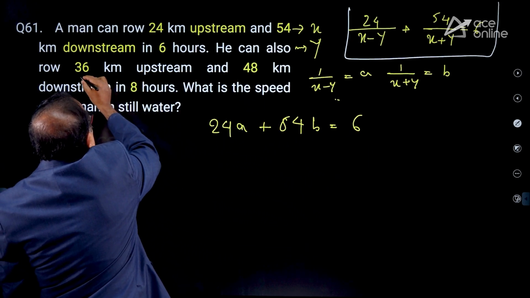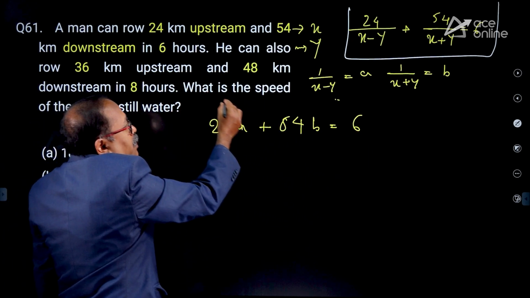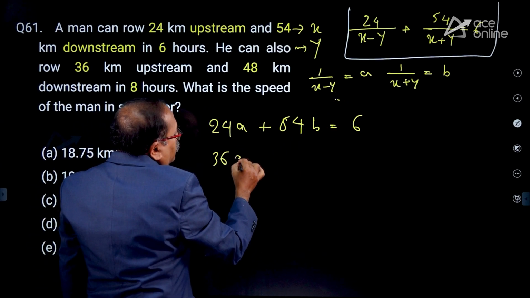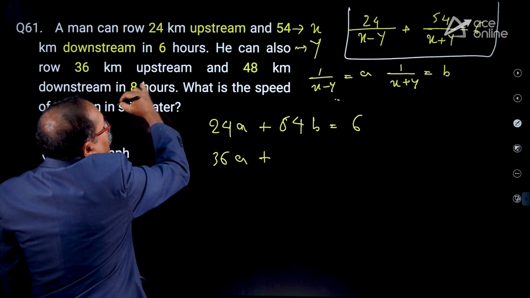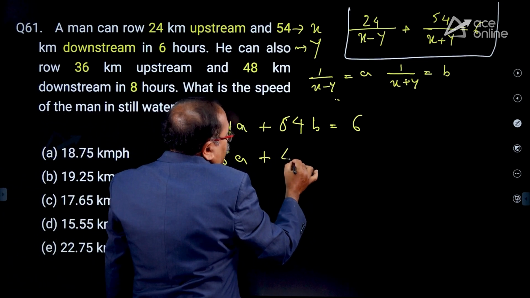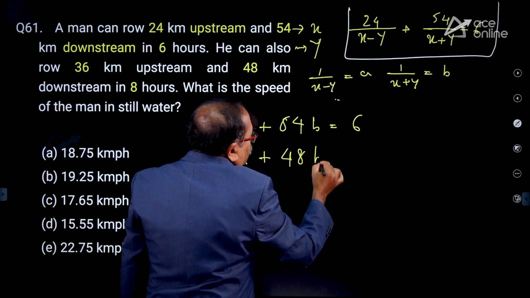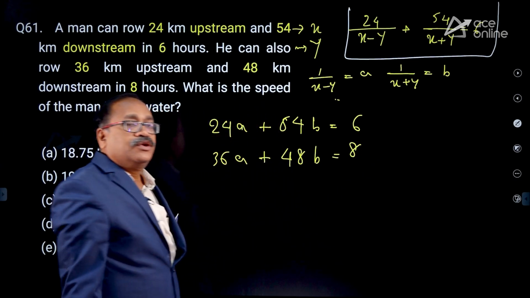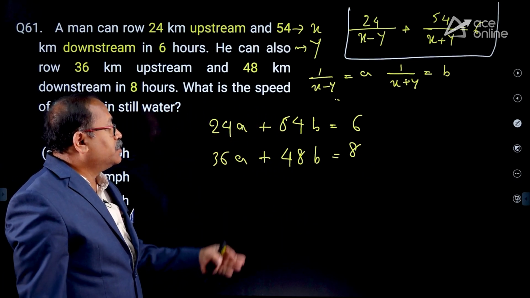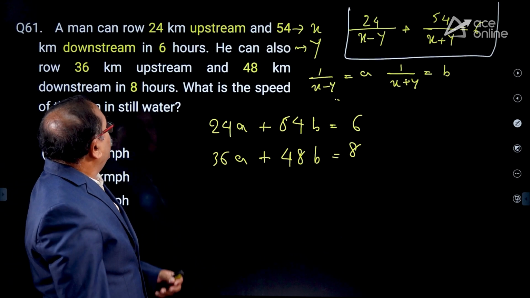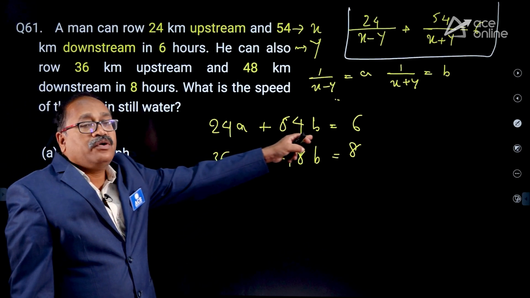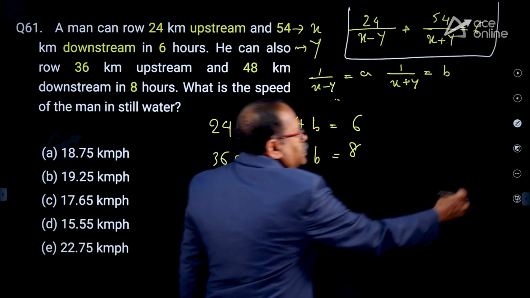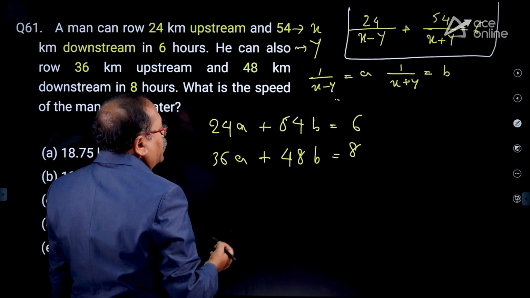And we have the second equation, 36 kilometer upstream. So for upstream I will consider A. 36A plus 48 kilometer downstream, then 48B. And how much time here? It is 8 hours. You get these two equations. By solving this, you get the A value, and once you get the A value, you will also get the B value, you are concluding the question. Right. So let's complete this small calculation part.